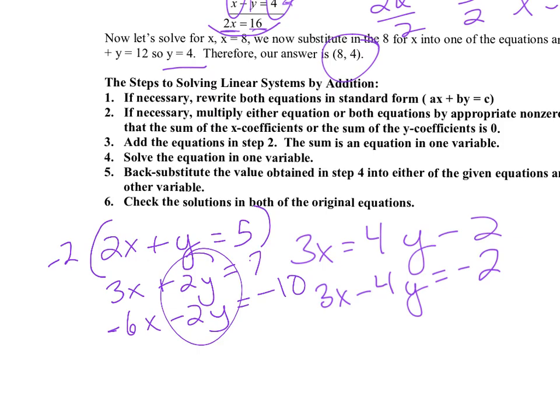Number 3, add the equations in step 2. So that's what we would do. We would add these two together. Eliminating the y, here I would get -3x equals -3.